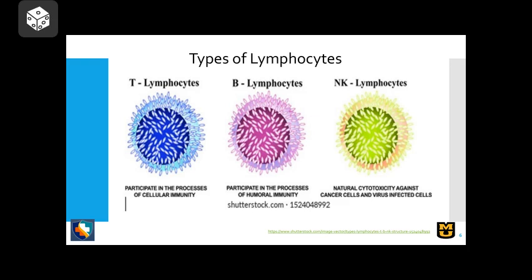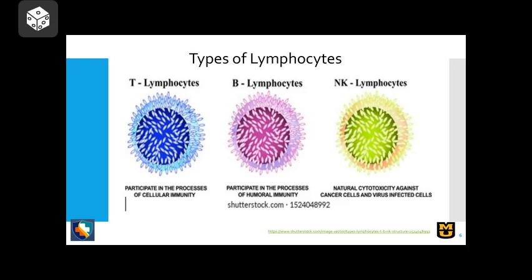B lymphocytes are a type of white blood cell that makes antibodies. They are also called a B cell. They are part of the immune system. B lymphocytes develop from stem cells in the bone marrow to circulate in the blood.